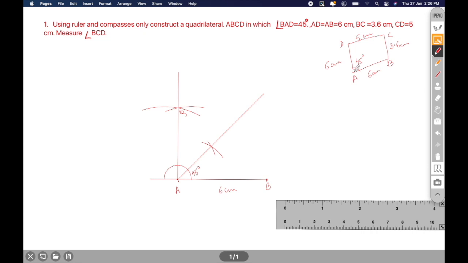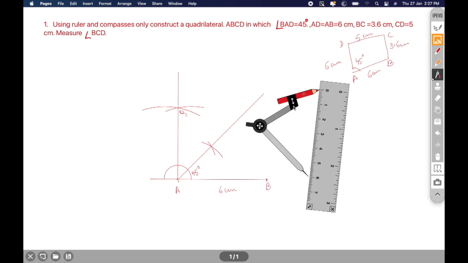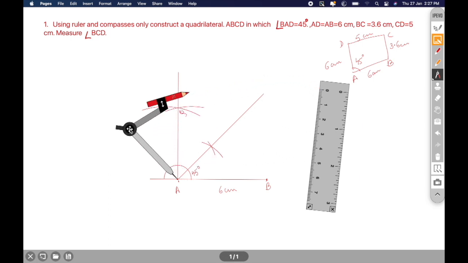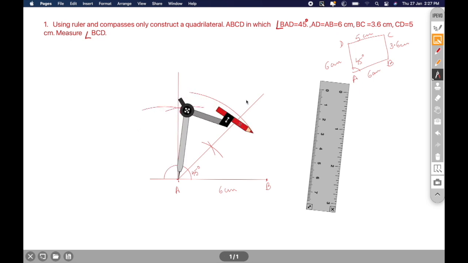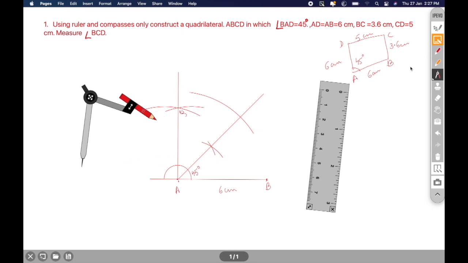Next, we can see that AD is also of length 6 centimeter, right? So on this line, we have to measure 6 centimeter with the help of a ruler. So with the help of a compass and a ruler, we measure 6 centimeter and with A as center and 6 centimeter radius, we draw an arc to cut this arm of the 45 degree angle. So we get the vertex D at this point and this length is also 6 centimeter.